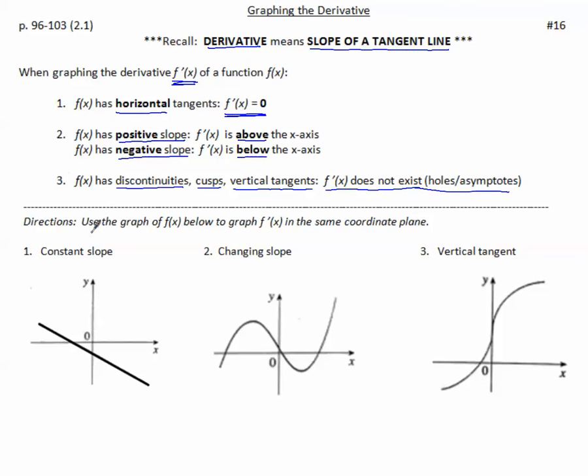Here we are directed to use the graph of f of x below to graph the derivative f prime of x in the same coordinate plane. Sometimes we need to graph it elsewhere. So remember when it says graph f prime of x, we want to think of ourselves, graph the slope. So first example, a constant slope graph.